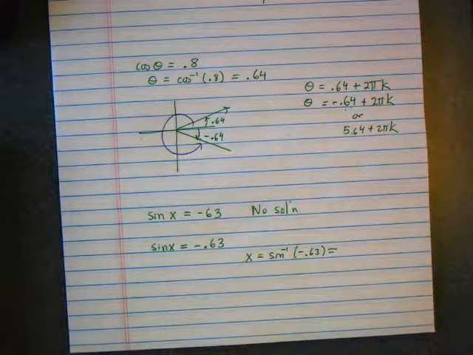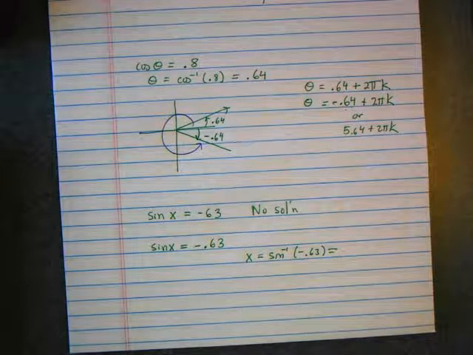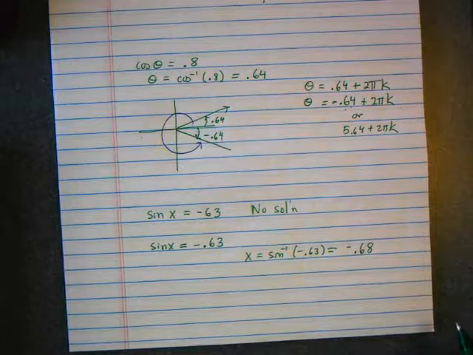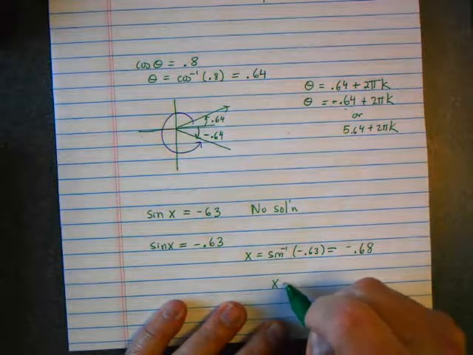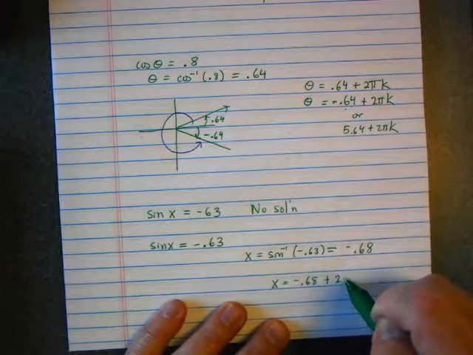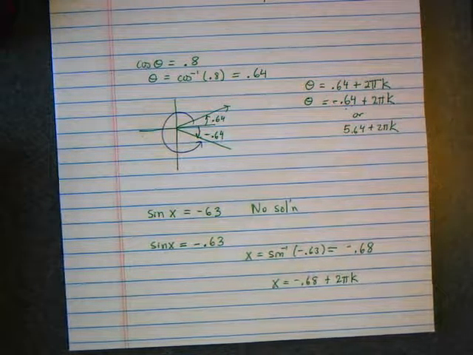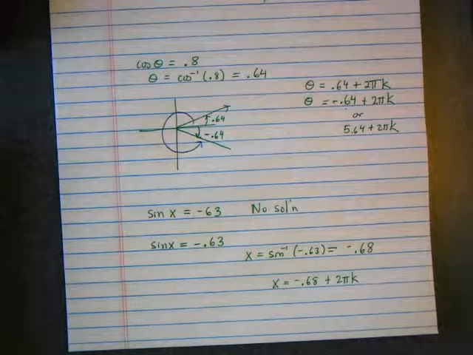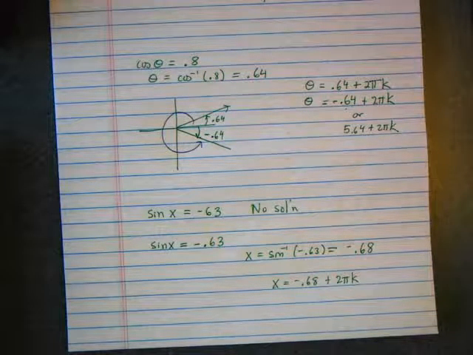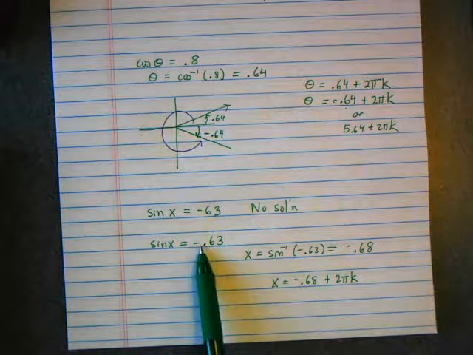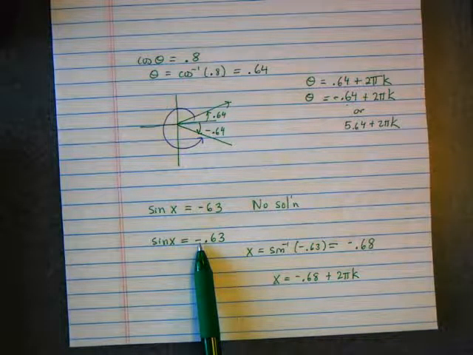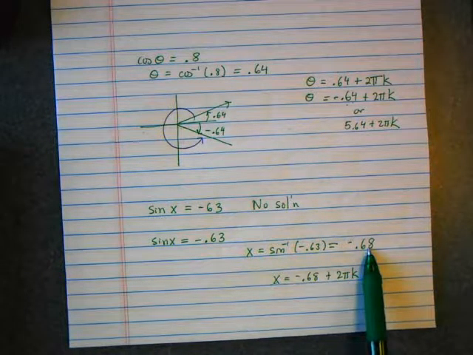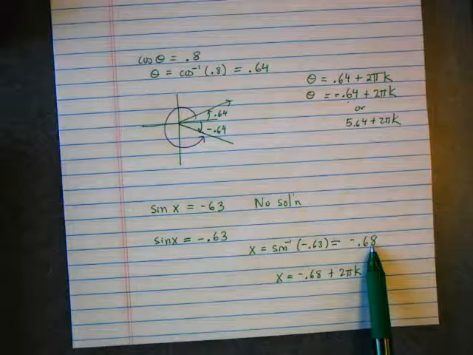My calculator says that's negative 0.68. So one correct answer is x equals negative 0.68 plus 2 pi k. In which quadrant does the other answer live? Well, I'm dealing with sine, and sine is negative here. Where is sine negative? In 3 and 4. When I use sine inverse, it always gives me the answer in 4. So I want the answer in 3.